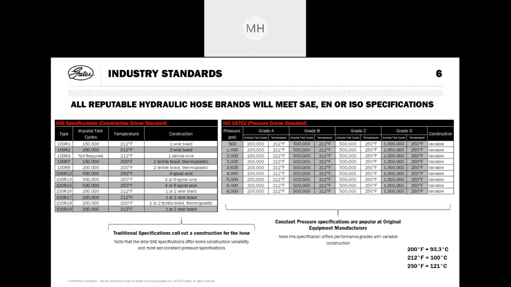So these are the 2, along with the EN, which is again similar to the SAE, which the industry works towards for construction of hose and the industry standards around them.